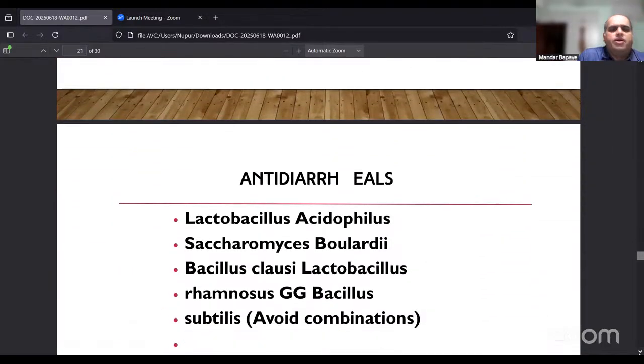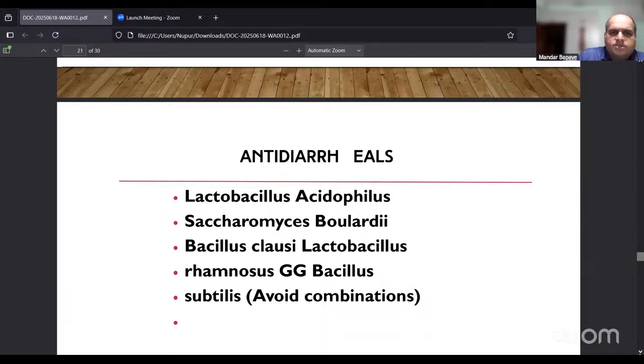So there are antidiarrheals. There are plenty of antidiarrheals available, and which we should give is a million-dollar question. So there are probiotics in the form of Lactobacillus acidophilus, Saccharomyces boulardii, Bacillus clausii, and Lactobacillus rhamnosus GG, and newly available Bacillus subtilis. Now, they are available separately, but there are plenty of combinations which we should avoid because there is no rationale. The dose is not exactly defined. Lactobacillus acidophilus could be used in infancy, as well as Bacillus clausii, used in acute diarrhea, viral diarrhea, bacillary dysentery, as well as antibiotic-associated diarrhea.